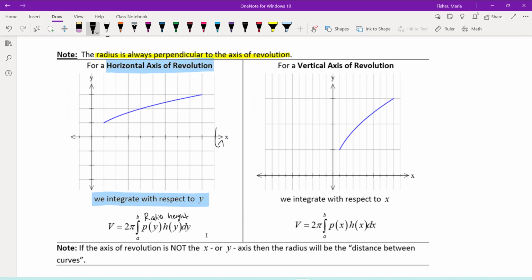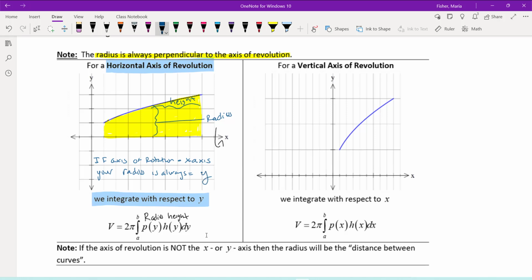Let's say that we're taking this and we're revolving it around our x-axis, and we're looking at, let's say, this region right here. Our radius is going to always be, again, perpendicular to our axis of rotation. So we're going to call this guy here our radius. And our height is the distance inside of our yellow region. Now, just to let you know, if the axis of rotation is the x-axis, your radius is always just y.